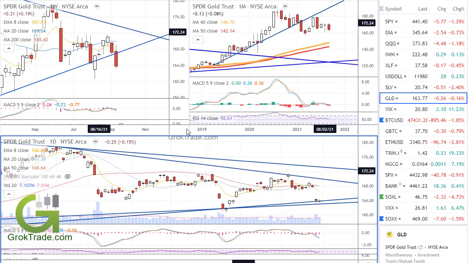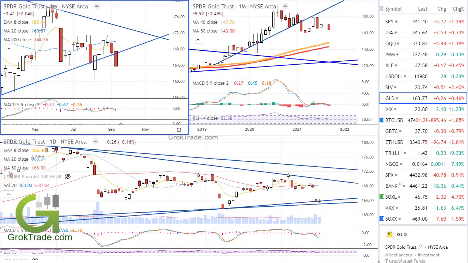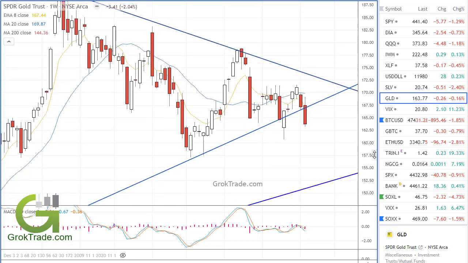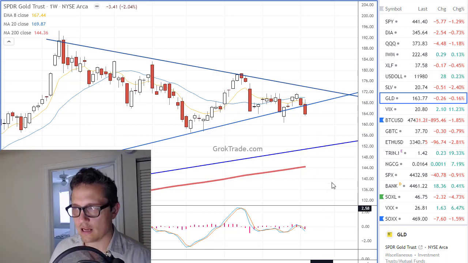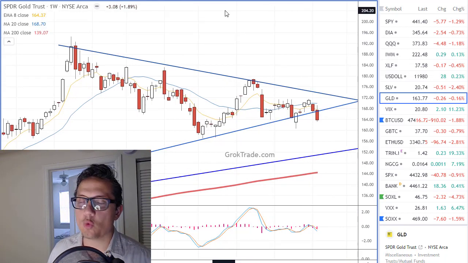Let's see what the weekly shows. See, the problem is the weekly broke this trend line. Symmetrical triangle, we broke it. That's in a ton of trouble. We might get a small bounce on gold, but look for more downside. I would not in a million years want to be holding gold and silver right now because I do not see hope. But let me tell you what can happen.